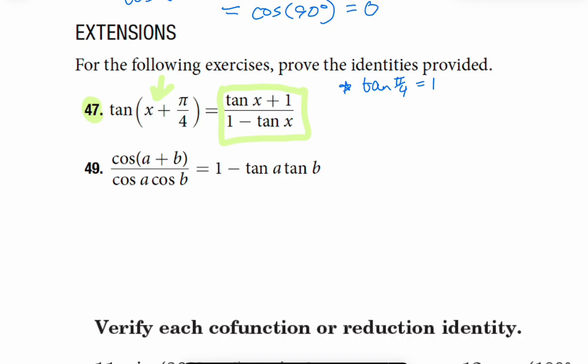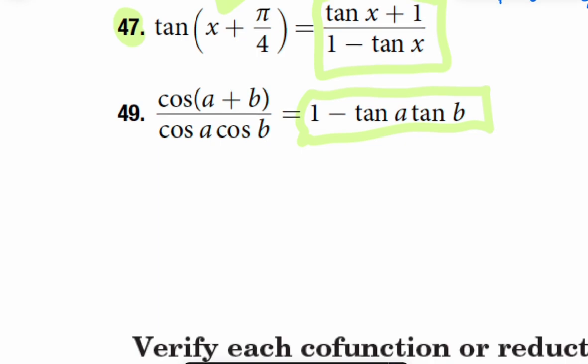I'm going to hold this as my answer. So that's what I'm shooting for. And I'm going to manipulate the left side. The reason I think I have something to work with on the left side is that the cosine of a plus b, or the cosine of alpha plus beta, is a formula. So using the formula up on the board, I am allowed to replace this with the formula.